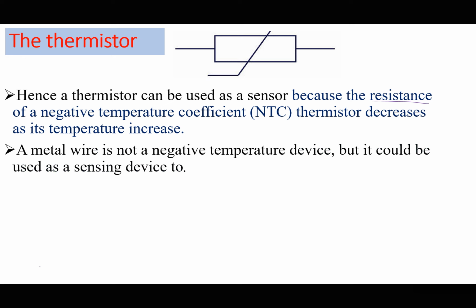A metal wire is not a negative temperature coefficient device. For it, we have seen that the resistance increases as the temperature increases. So a metal wire could be used as a sensing device too, but in a different way. It can still be used as a sensing device because its resistance varies with the temperature, but it cannot be used in the same way as a thermistor, because for a thermistor, the resistance decreases when the temperature increases. Yet for a metal wire, as the temperature increases, the resistance also increases.